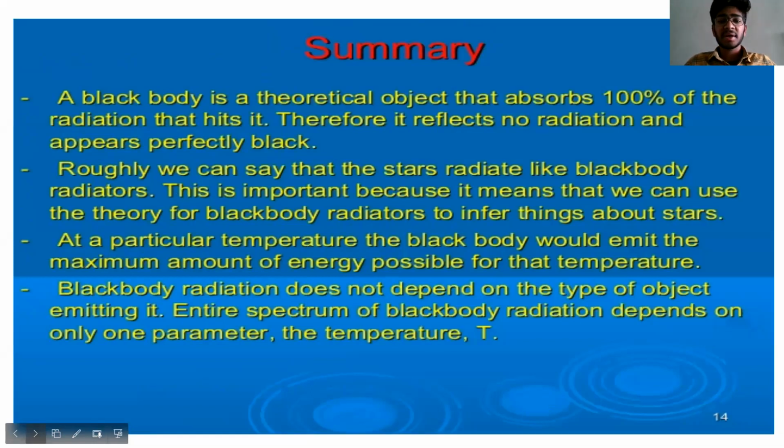The black body is a theoretical object that absorbs 100% of the radiation that hits it. Therefore, it reflects no radiation and appears perfectly black. Roughly, we can say that stars radiate like black body radiators. This is important because it means that we can use the theory for black body radiators to infer things about stars. At a particular temperature, the black body emits the maximum amount of energy possible for that temperature. Black body radiation does not depend on the type of object emitting it. The entire spectrum of a black body depends on only one parameter, the temperature.